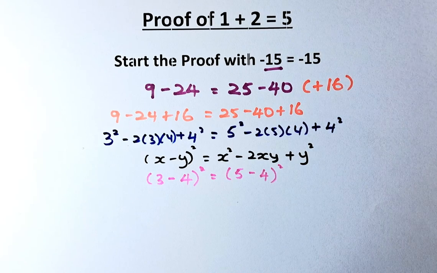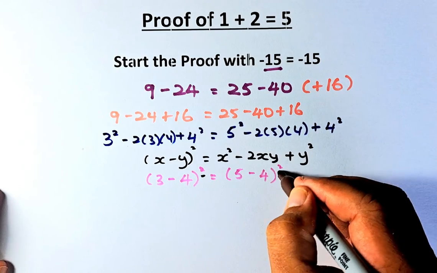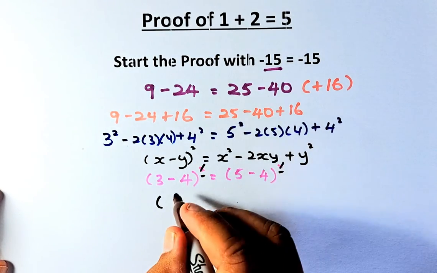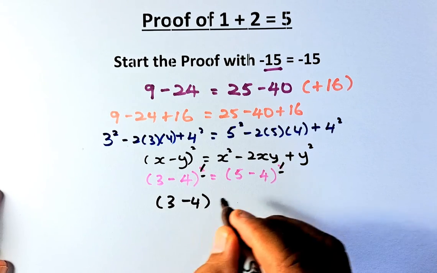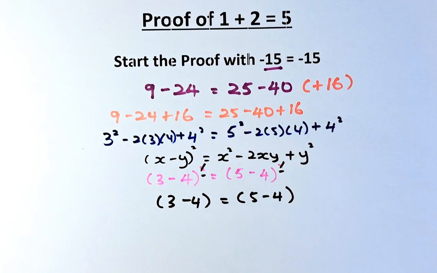Now it's getting interesting. Because the squares are the same, we can cancel the squares. So it becomes 3 minus 4 on the left hand side equals 5 minus 4 on the right hand side.